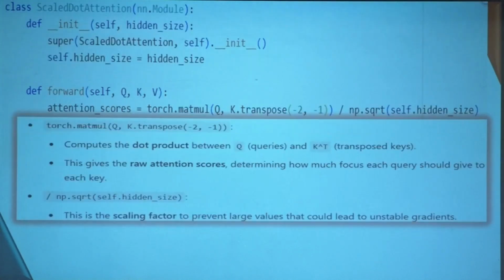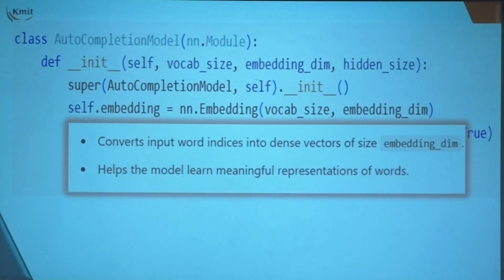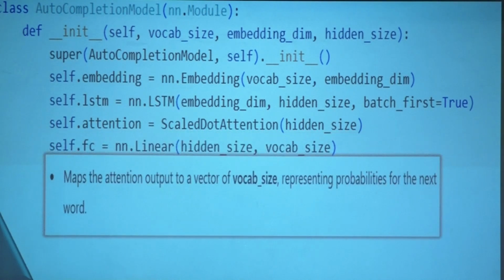So now going back to your model, look at here, I am passing this as hidden size. Whatever hidden size you are choosing for the LSTM, the same you will be passing over here, and the output of the LSTM serves as QKV for your attention. Now we'll see how we use it.